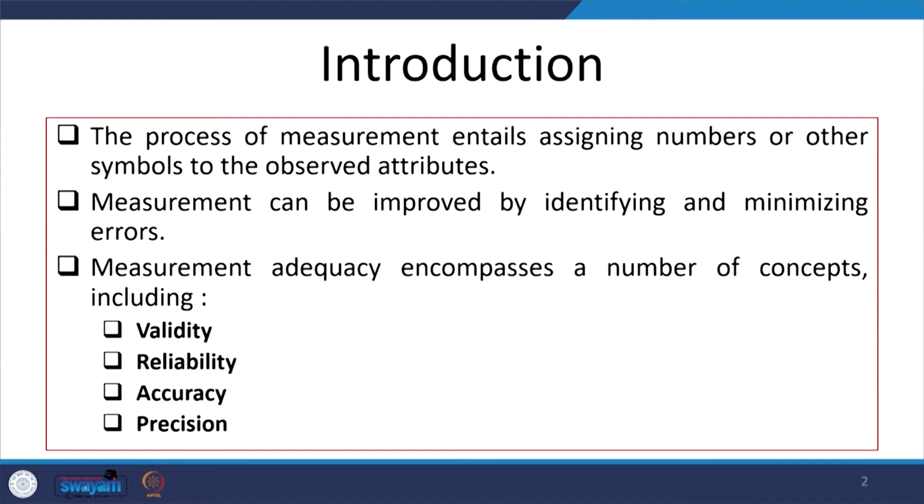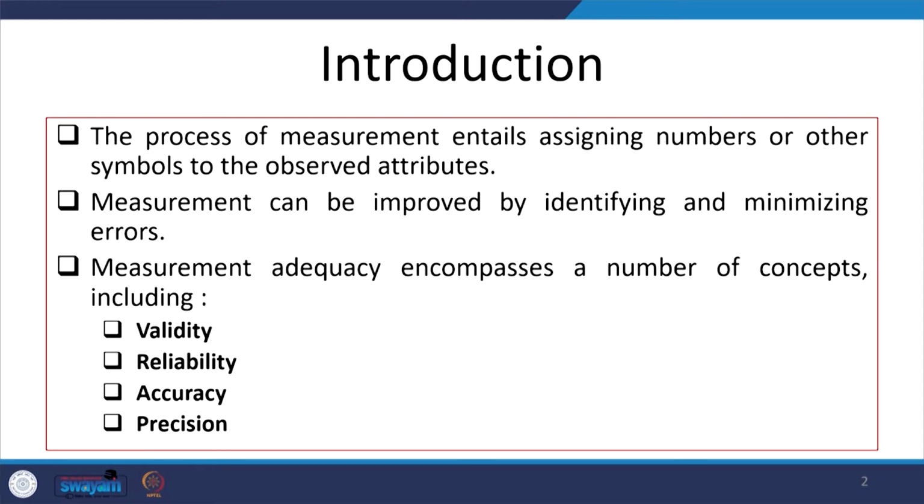There are some aspects I am going to emphasize. All those four components I will clarify in this lecture, and some of the database findings we will do in a specific lecture, where I will re-emphasize as well. So, coming to validity, reliability, accuracy and precision, this is actually the process of measurement that entails assigning numbers or other symbols to the observed attributes. The measurement can be improved by identifying and minimizing errors.